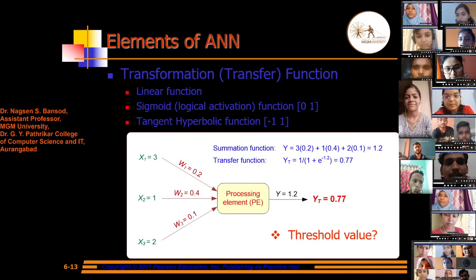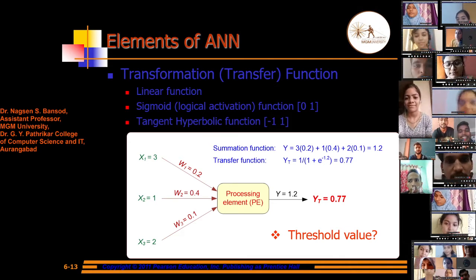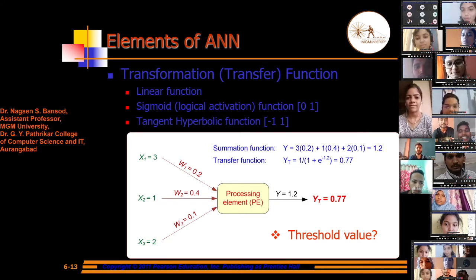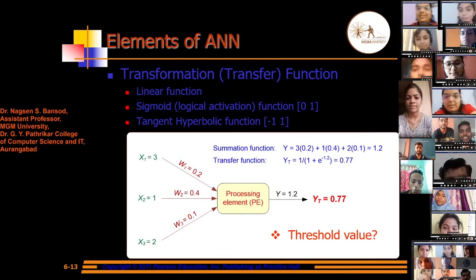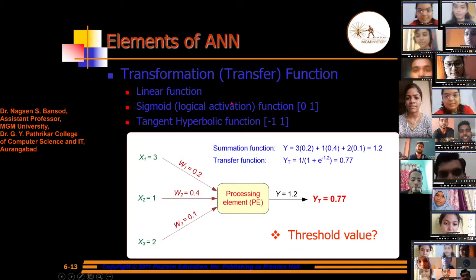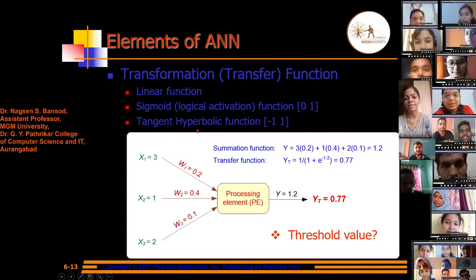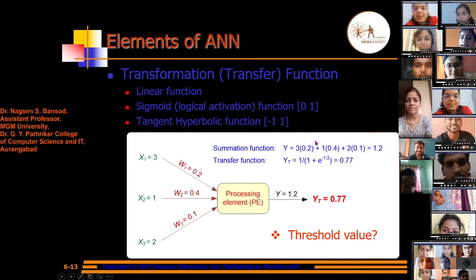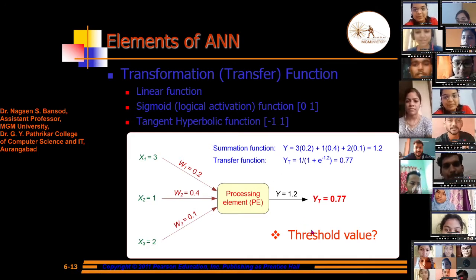Yes, sir, visible. Okay. In the previous lecture, we discussed the elements of an artificial neural network: input, output, and processing element. In the processing element, we can use a signal function or activation function, like the sigmoidal activation function, tangent hyperbolic function, or linear function, to do the processing.